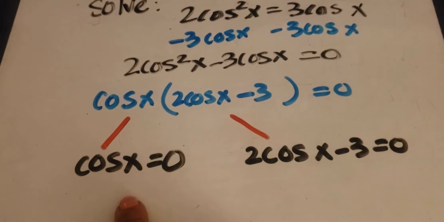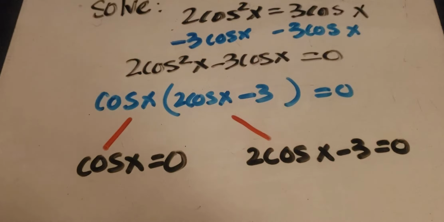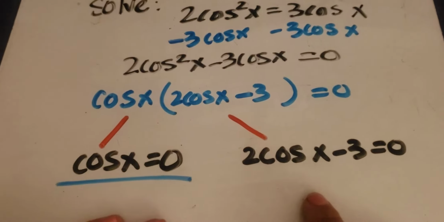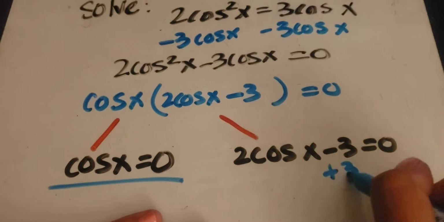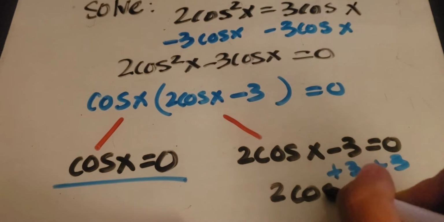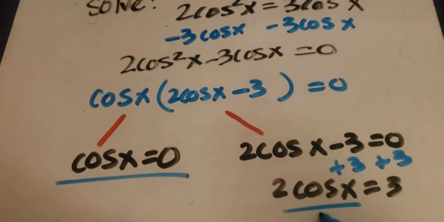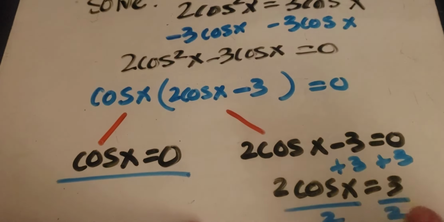So this one, I can pretty much get an answer already, but we're going to save it, okay? But this one's done. You've already isolated your trig identity. This one, we need to isolate our trig identities. The first thing we're going to do is add 3 to both sides. Then you're left with 2 cosine of x equals 3. And then, of course, divide by 2 to both sides, okay? So cosine of x equals 3 over 2.